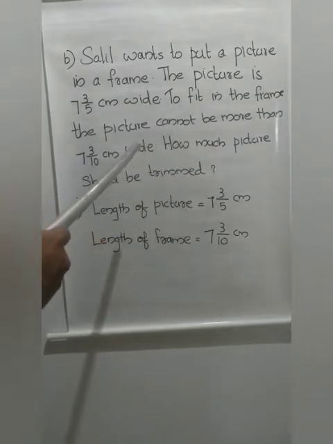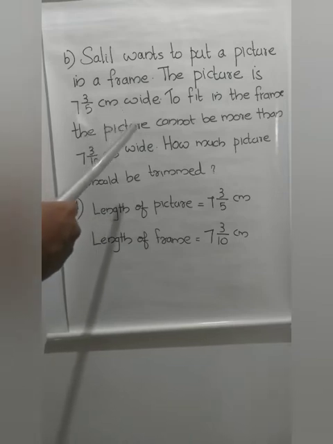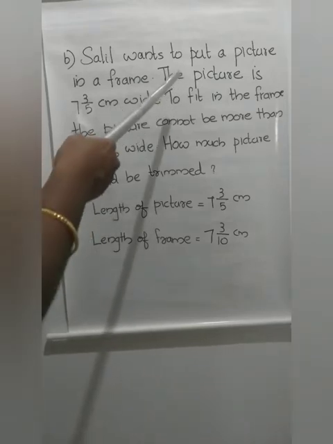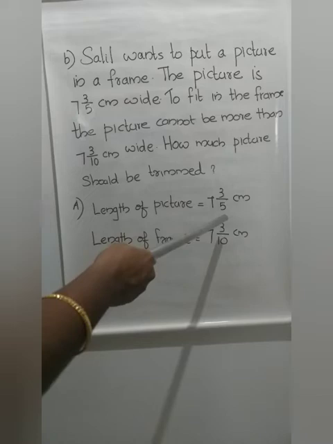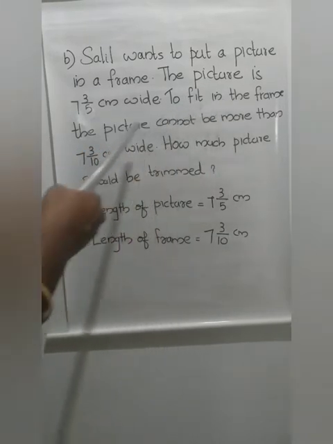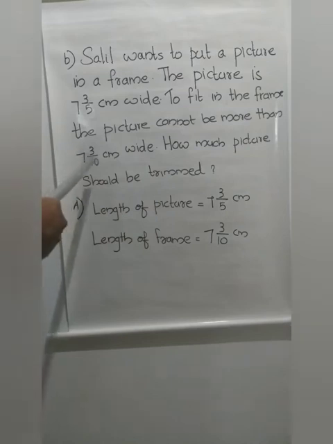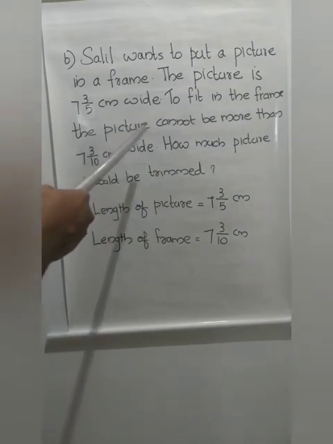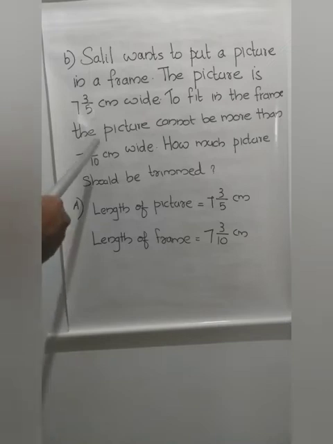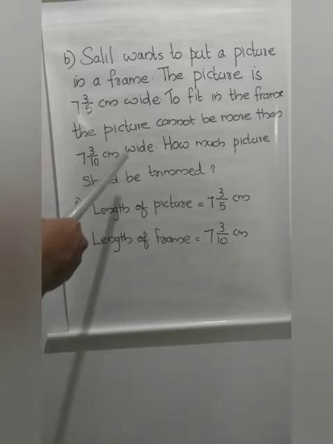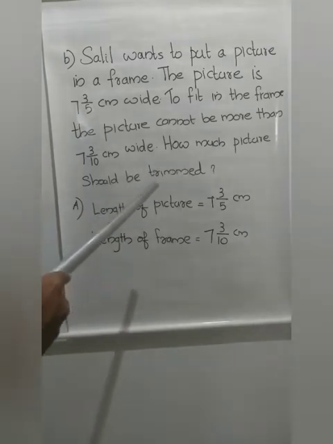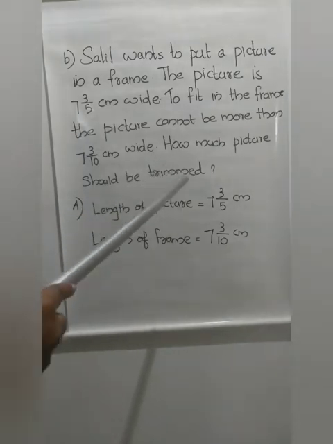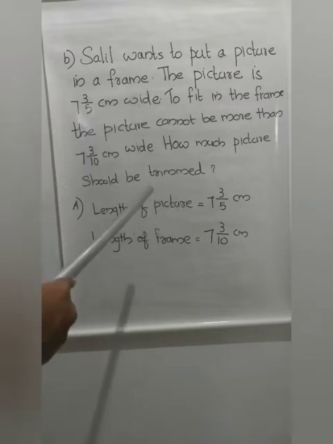So, here what is given in the question? The width of the picture and the width of the frame are given. The picture is 7 3/5 centimeter wide, which means the length of the picture is 7 3/5 centimeter. Now, to fit in the frame, the picture cannot be more than 7 3/10 centimeter. That means the length of the frame is 7 3/10. If the picture is more than 7 3/10, it will not fit in the frame. So, the question is how much should the picture be trimmed? That means how much portion of the picture should be trimmed in order to fit it in this frame.